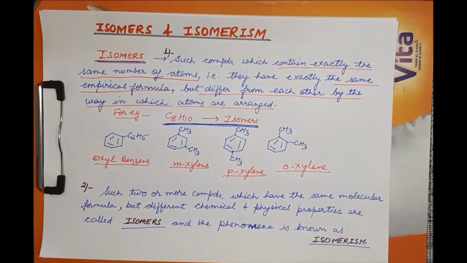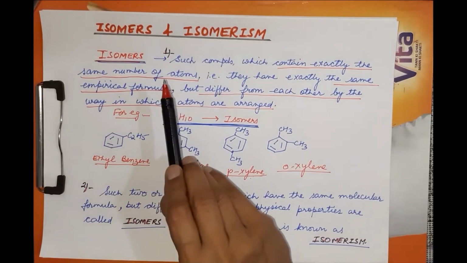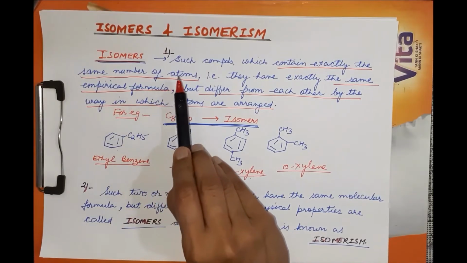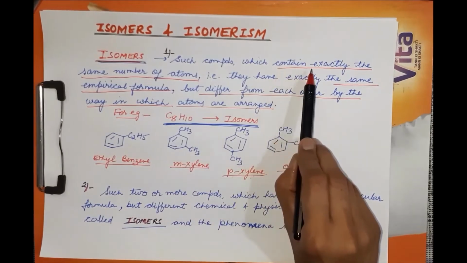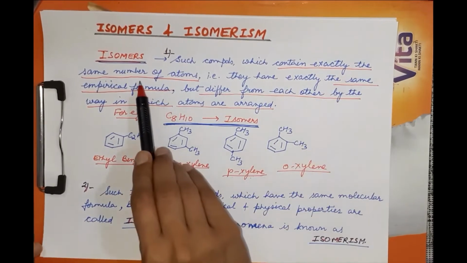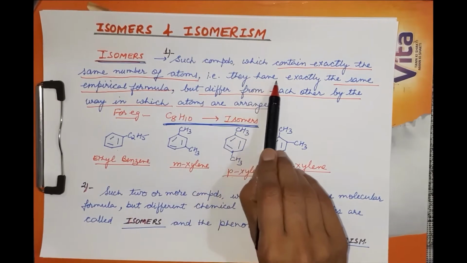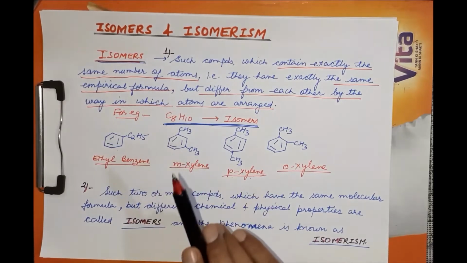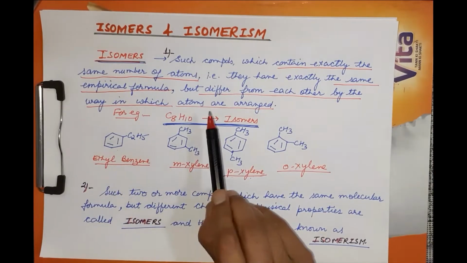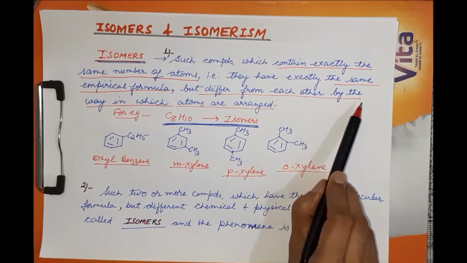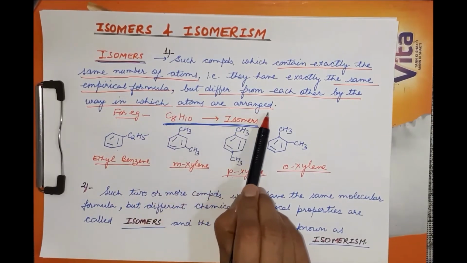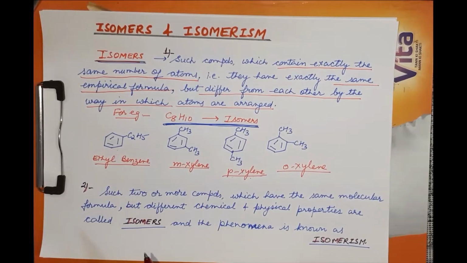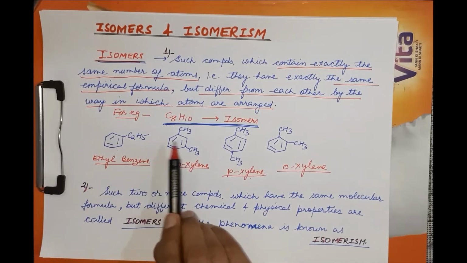So actually, what are isomers and what is isomerism? I would like to explain it in a very simple way. First we can understand isomers. They are compounds which contain exactly the same number of atoms, that is, they have exactly the same empirical formula, or we can say the same molecular formula, but differ from each other by the way in which atoms are arranged. I can make you understand with the help of this example.